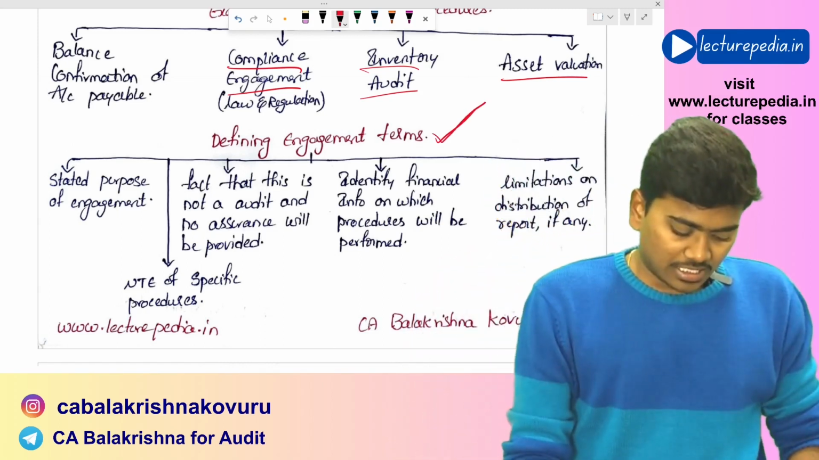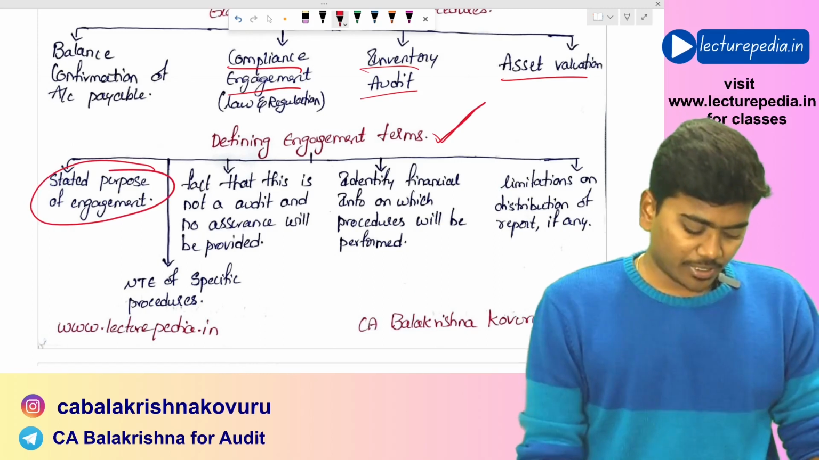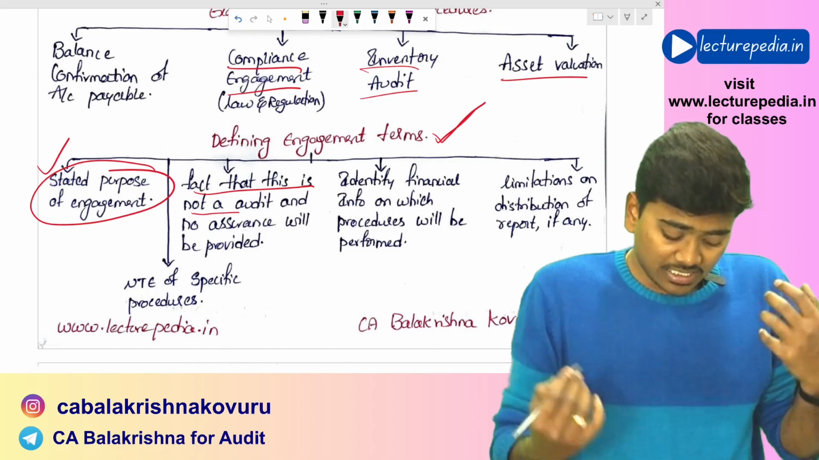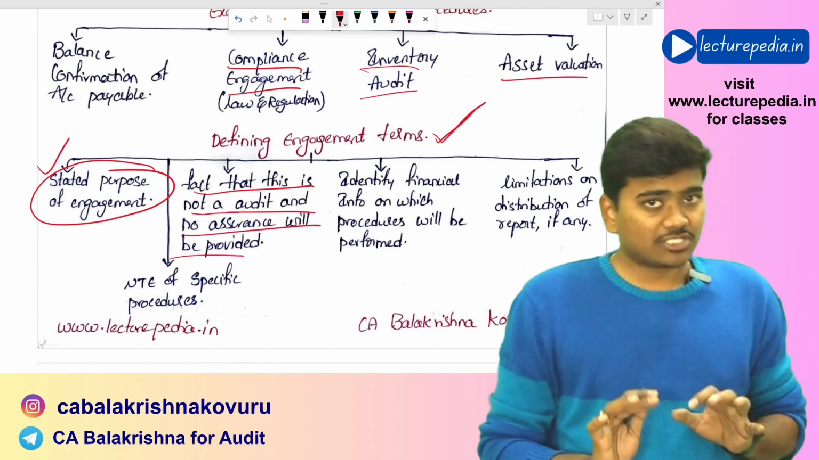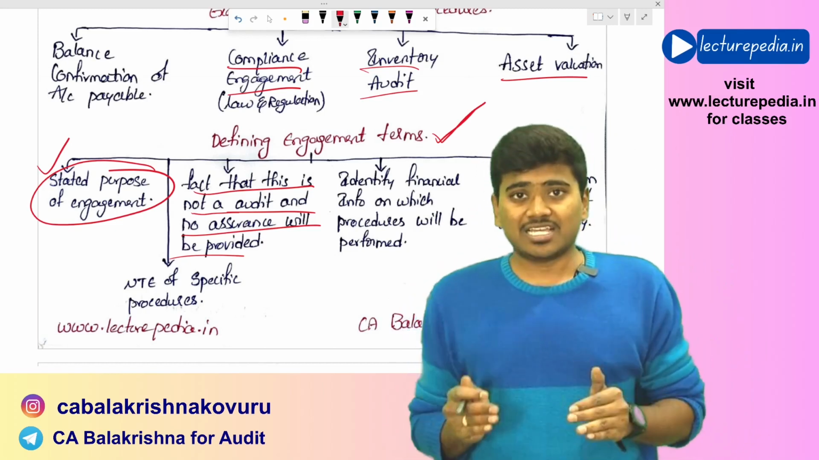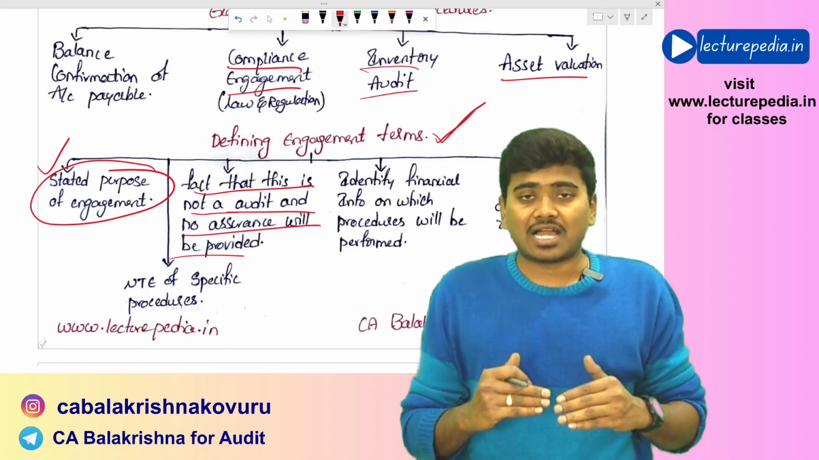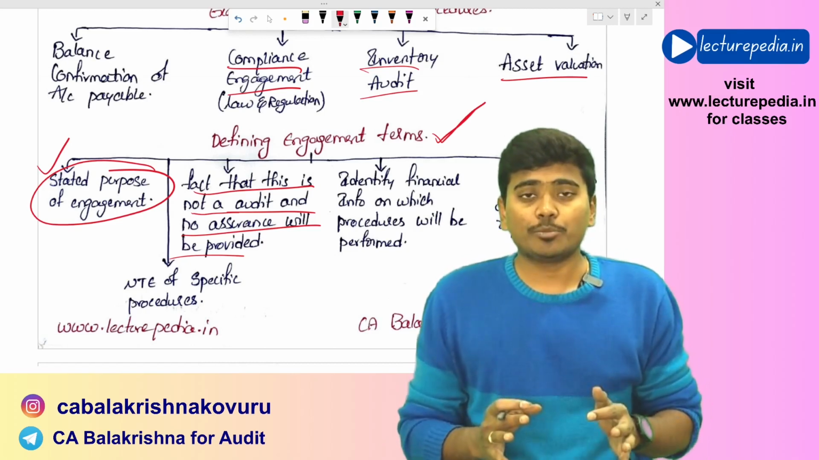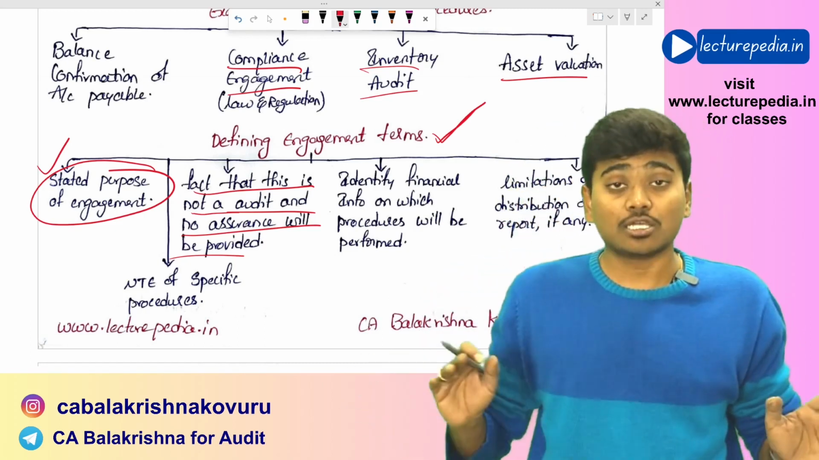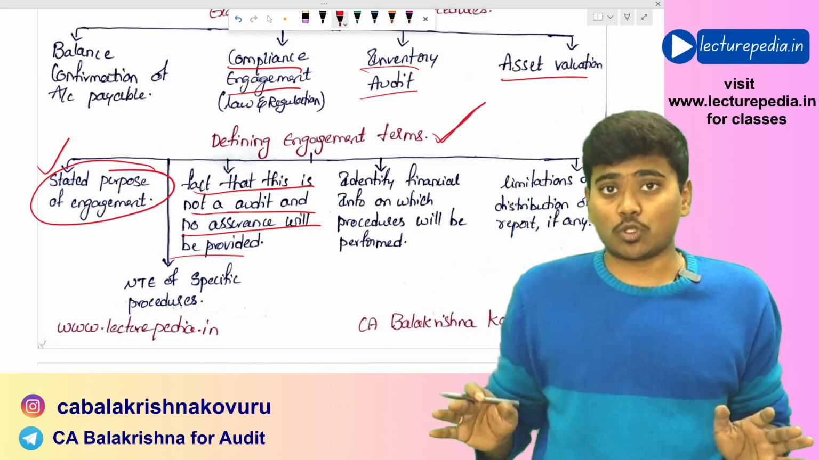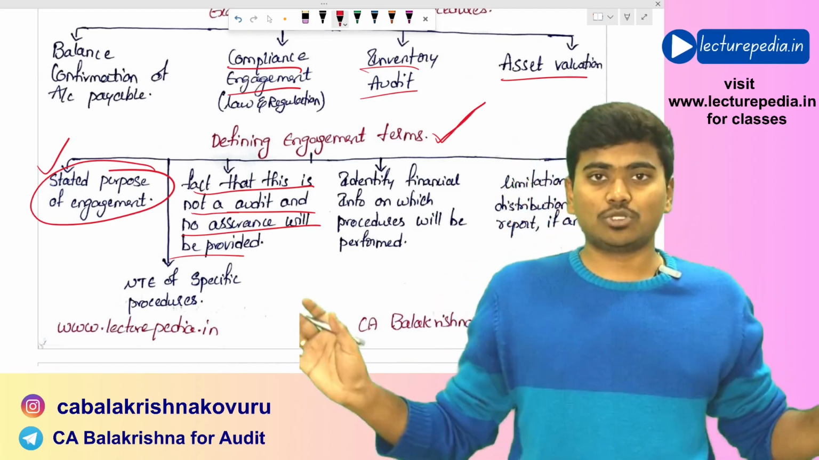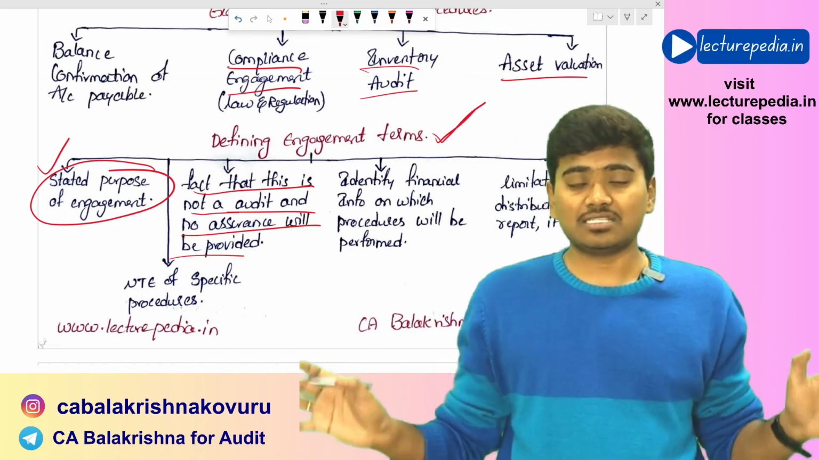See, defining engagement terms. Stated purpose of the engagement. What is the purpose of the engagement? The fact that this engagement is not an audit and no assurance will be provided. Okay, in the engagement letter itself you should clearly mention that this engagement is not an audit, it is just an agreed upon procedure engagement, so I will not be providing any assurance, I will be just finding out the facts. Okay, this has to be clearly communicated so that management will not confuse, they will not think that the auditor will provide assurance. The auditor needs to clearly communicate that I will not be providing any assurance in this engagement.